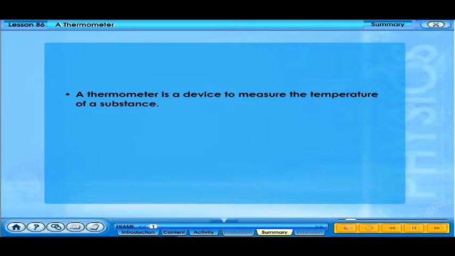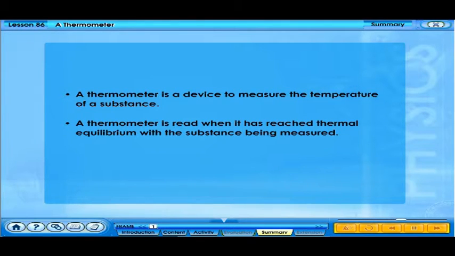A thermometer is a device to measure the temperature of a substance. A thermometer is read when it has reached thermal equilibrium with the substance being measured.